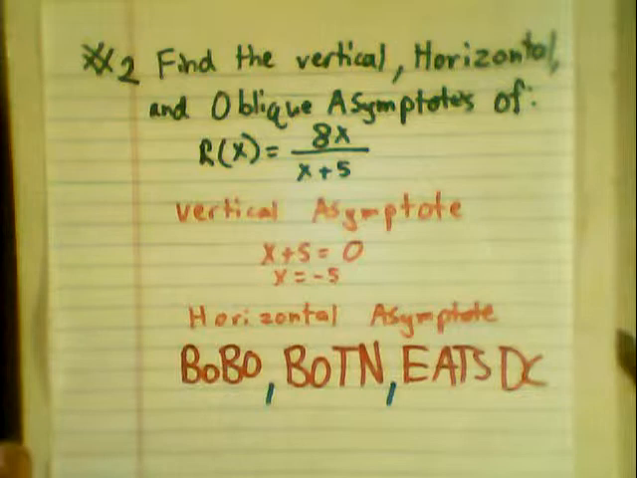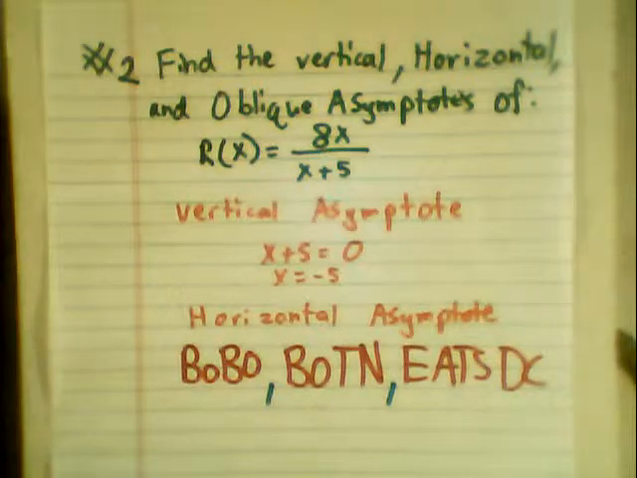So this helps us determine whether we have a horizontal or oblique asymptote, and you can only have one. If you have a horizontal asymptote, then you don't have an oblique asymptote. And if you have an oblique asymptote, you don't have a horizontal asymptote.